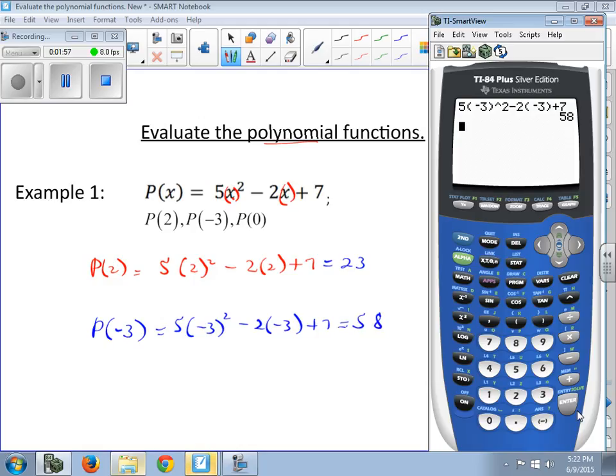And the last one, P of 0, would be 5 times 0 squared minus 2 times 0 plus 7. This would give me 0 minus 0 plus 7. The third solution is 7.